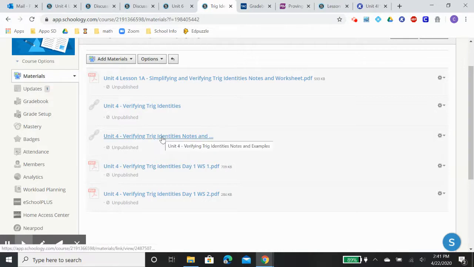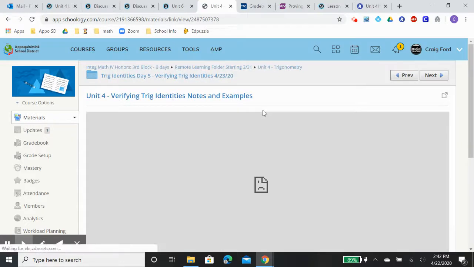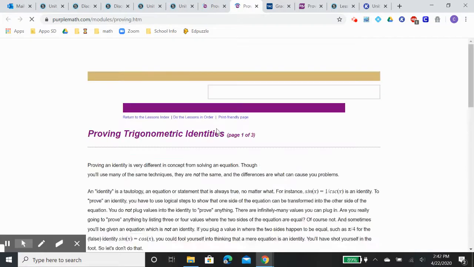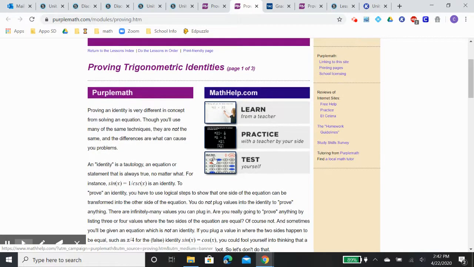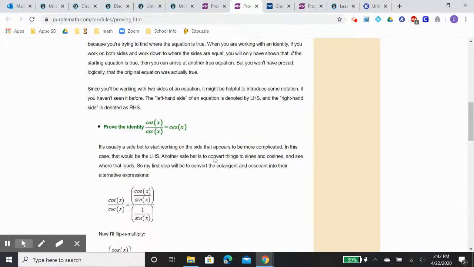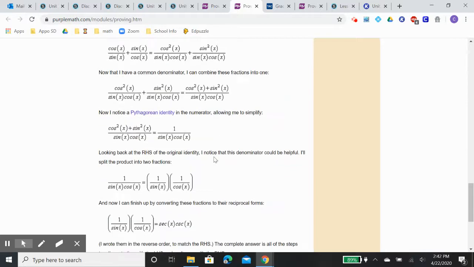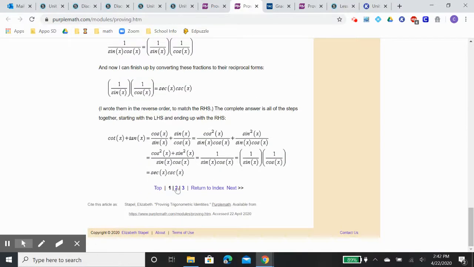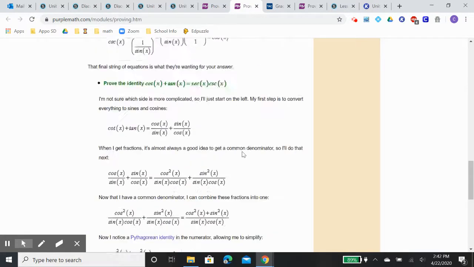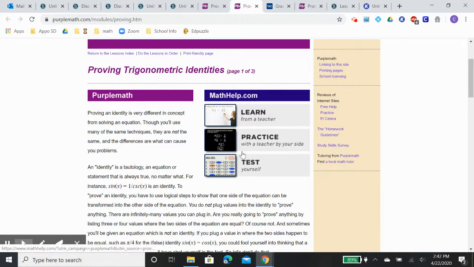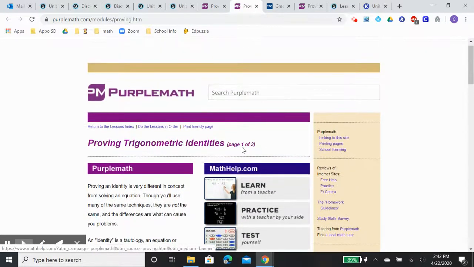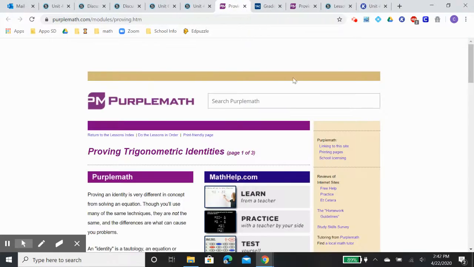And then this other video is from a good math website called Purple Math. Now remember, if you can't see this, just hit the arrow up in the new screen. This talks again about proving trig identities. As you see, it says page 1 of 3 on the top. It goes through a good explanation, gives some examples and shows you what to do. You can go to page 2 and hit more. This is more notes on how to do proving or verifying trig identities. So that's what that website is. Take a look at that.